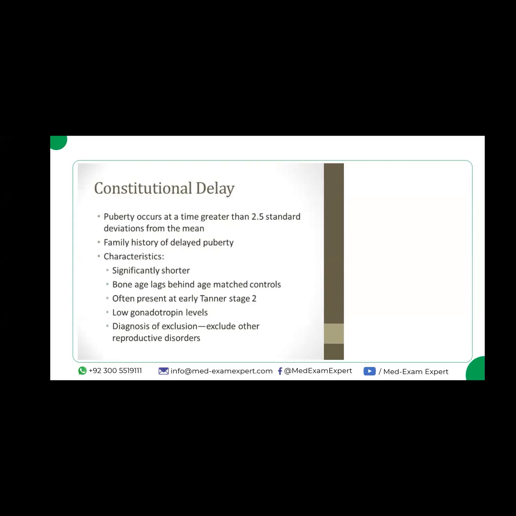Often they present at early Tanner stage 2. They have low gonadotrophin levels, that is, they have hypogonadotrophic hypogonadism. The diagnosis is basically a diagnosis of exclusion. We have to exclude the other causes of reproductive disorders.